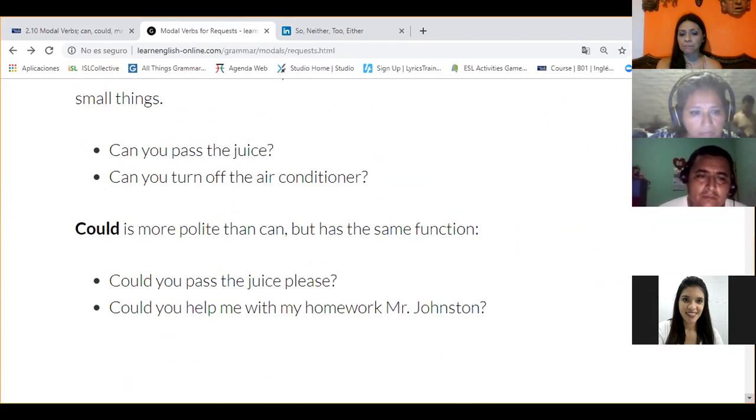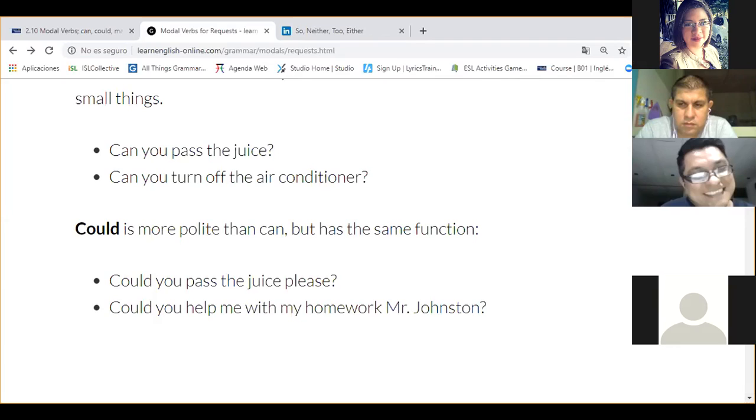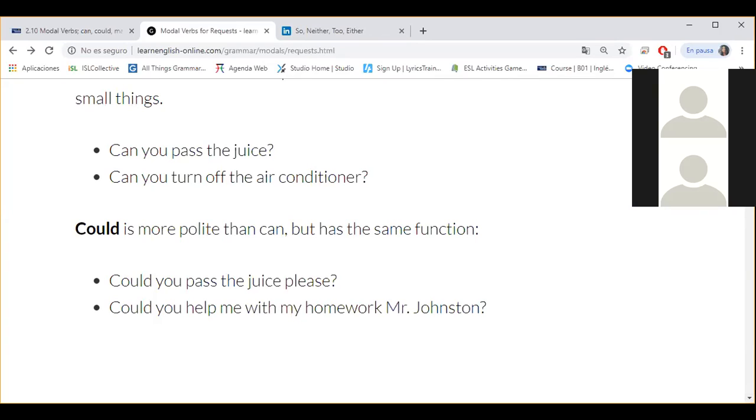These are two other examples. Jennifer Acosta, can you read the first one using could? Could you pass the juice, please? Yes, very good. And it's very important to notice that you can use please at the end. All right, Sandrita, could you read the last sentence, the other question? All right, no. A ver, Marcela. All right. Someone nearby. Could you help me with my homework, Mr. Johnston? All right, very good. Thank you very much.